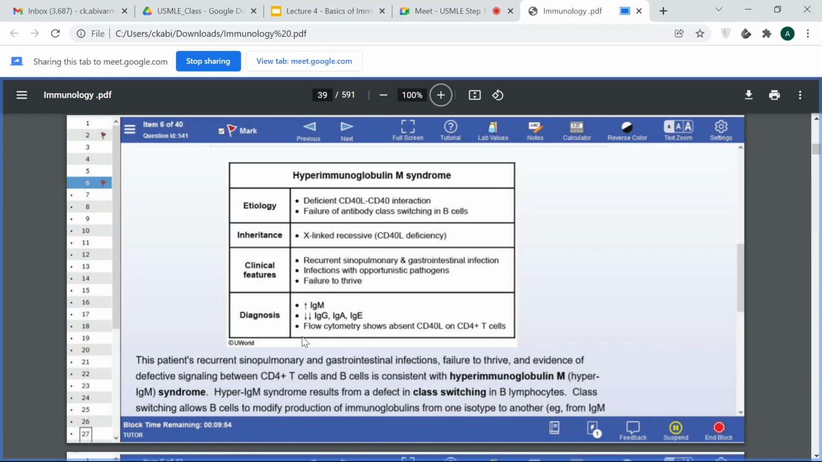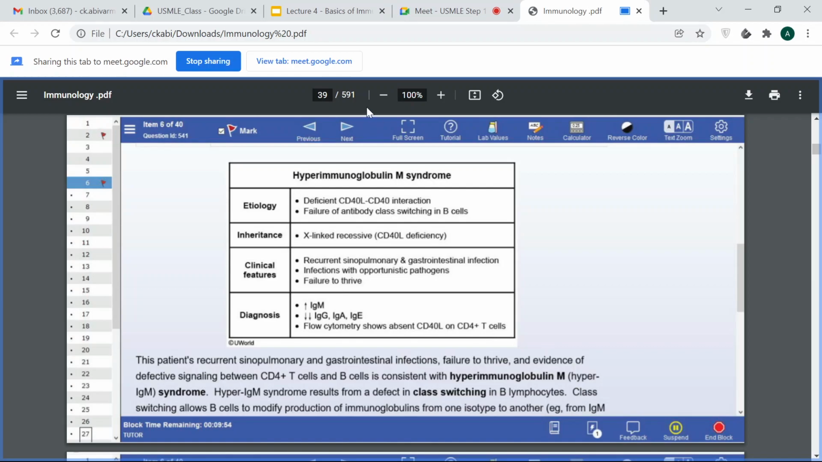Again, there's a diagnostic test called flow cytometry, in which you can detect certain receptors or ligands on the T or B cells, depending on the mutation. In this case, here it says CD40 ligand that is absent on the CD4 T cell.